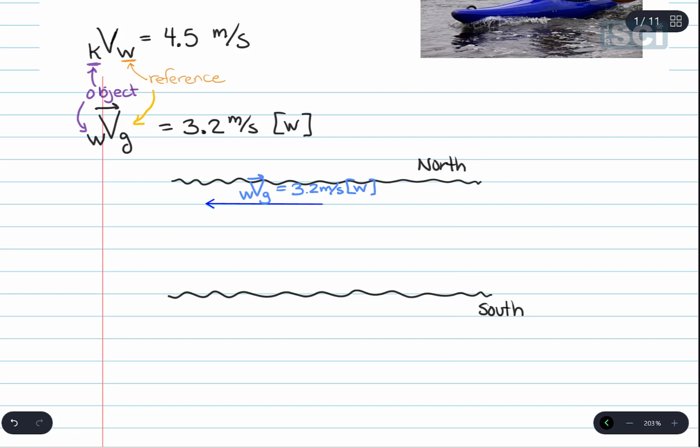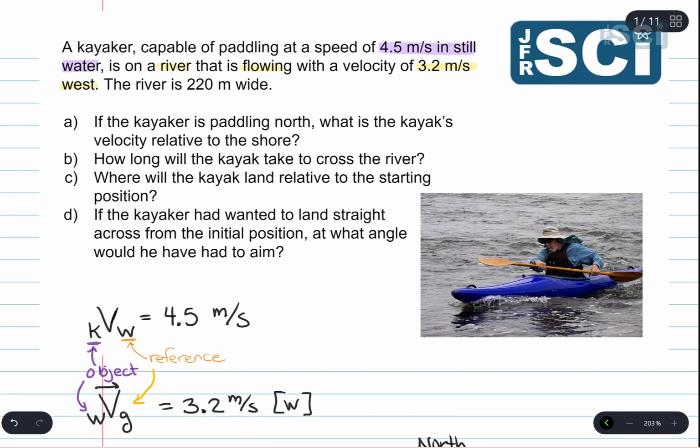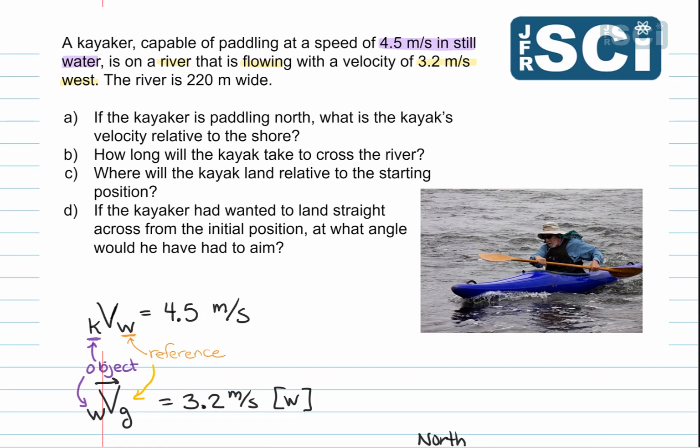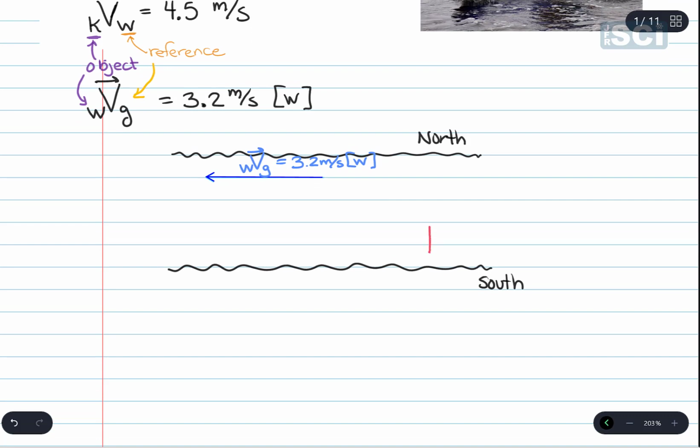Okay, so all the way along between the north shore and the south shore, I do have water that is flowing to the west. Now, what is my kayaker doing? The kayaker is trying to get across. So in the very first problem here, we're told that the kayaker is paddling north. And if the kayaker were going north, because the river is constantly pushing them towards the west, their path is going to end up going a little bit to the west.